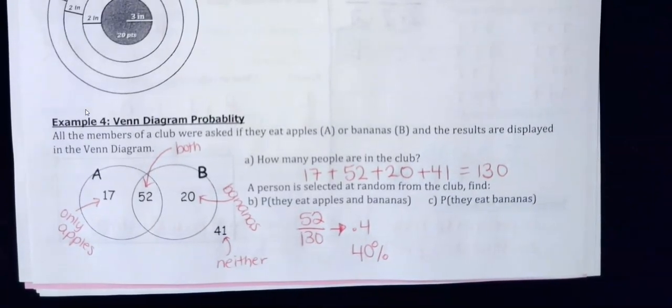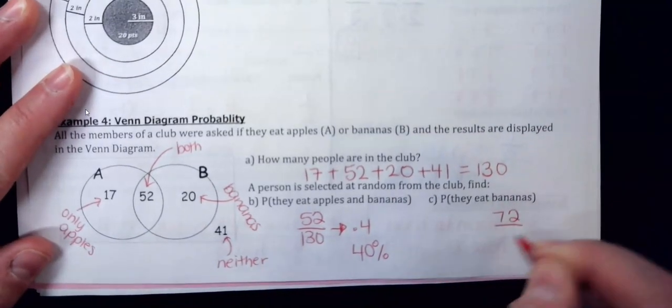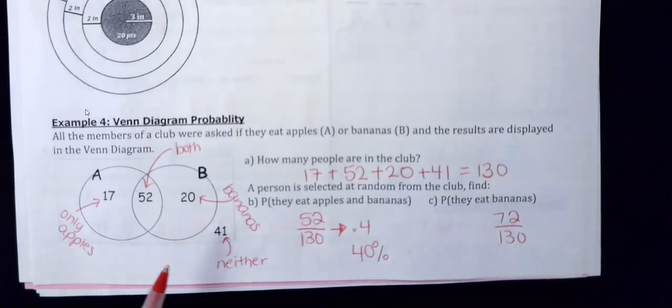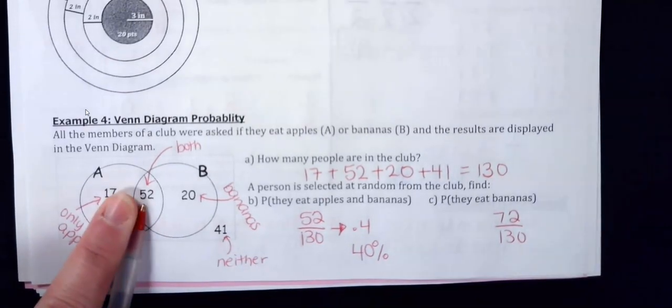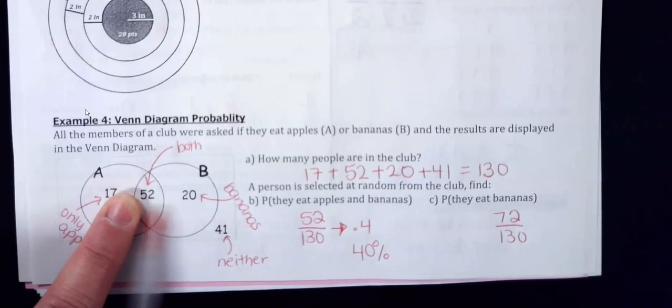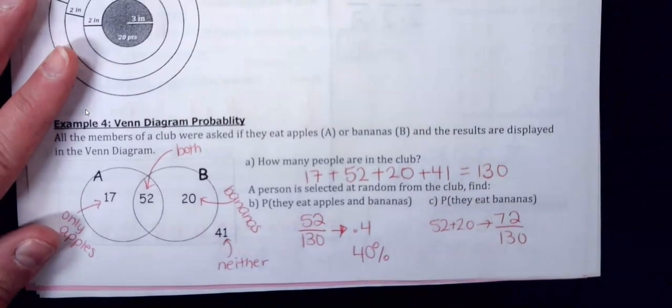Now, a little bit trickier. What's the probability I pick somebody at random out of this club and they eat bananas? How would you figure out, just randomly pick somebody out of this group that they would eat bananas? Yes, how'd you get 72? Sweet. So the 52, they eat bananas. These 20 also eat bananas. These eat both, but they do eat bananas. So you just add those two together. So to get the 72, we're taking the 52 plus the 20, and that'll give you 72 out of 130.